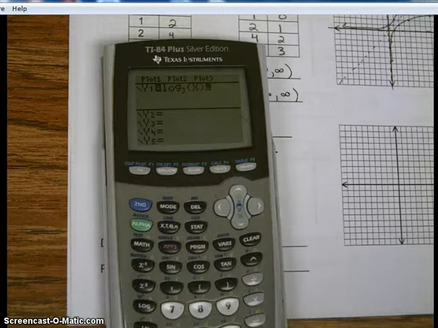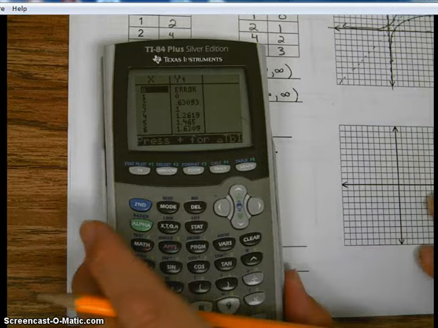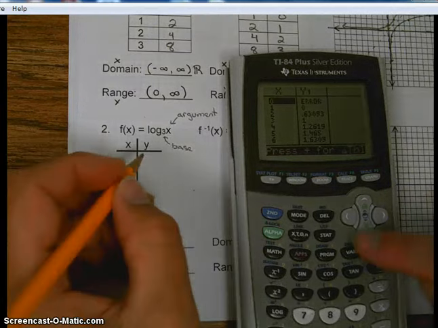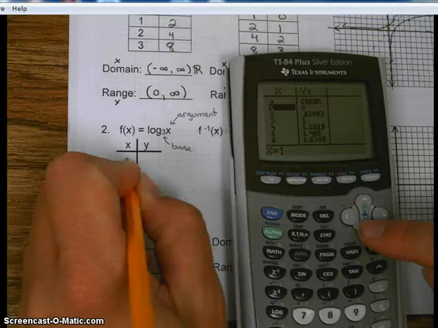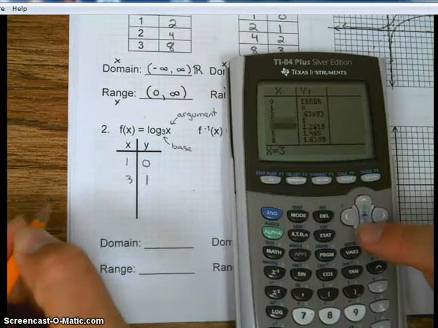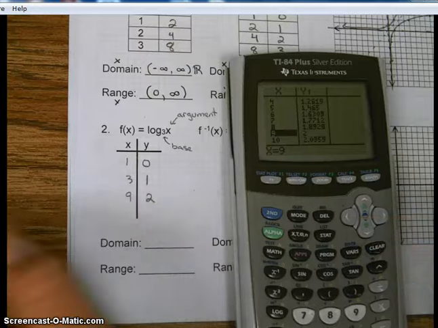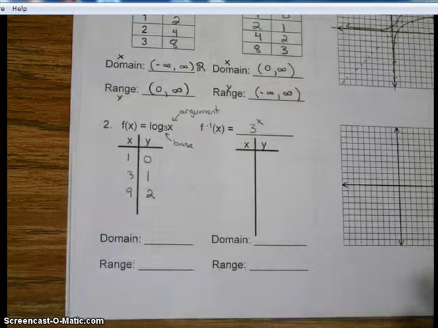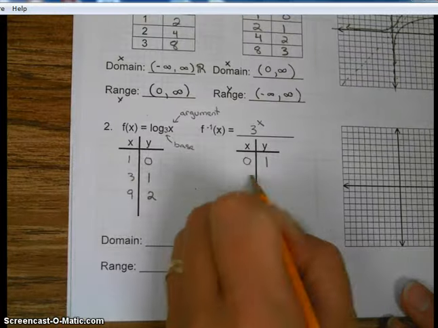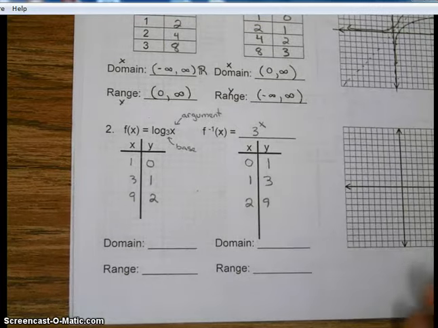So once we plug that in, we can go to our table, okay, and we can go ahead and plug in some of these numbers. So we know we have a point at 1, 0, 3, 1. See any other good points? 9, 2. So there's some nice points. And then very simply, to get your inverse points, we can just switch them.